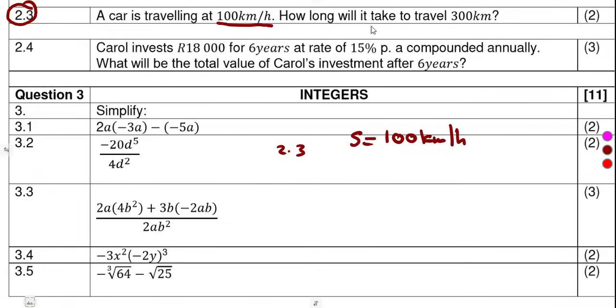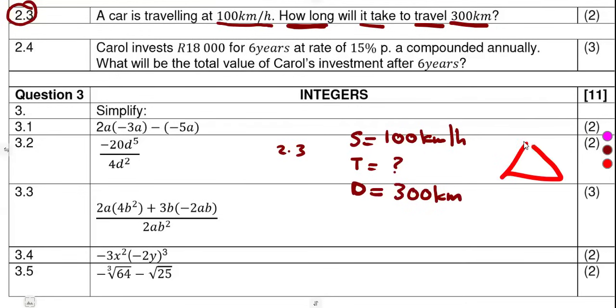How long will it take? It is the time that we are being asked there. To travel 300 kilometers, a distance is traveled. So we're given a distance there. So the question is find time.